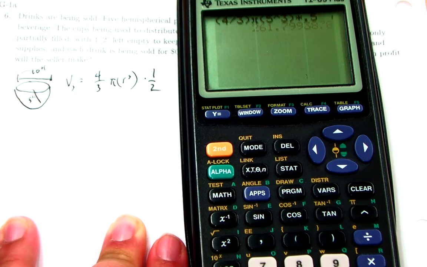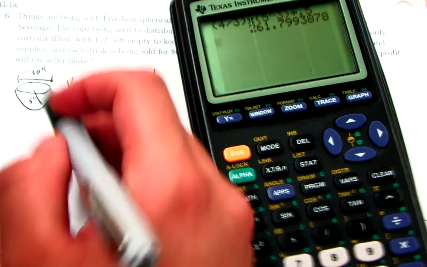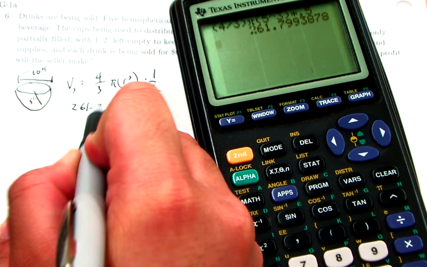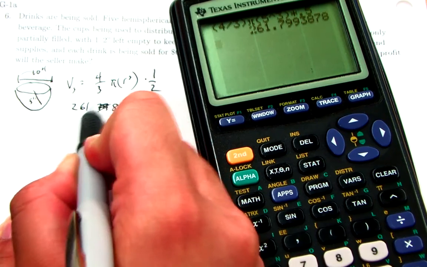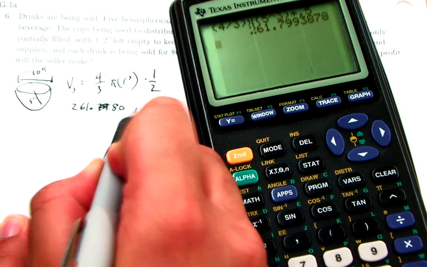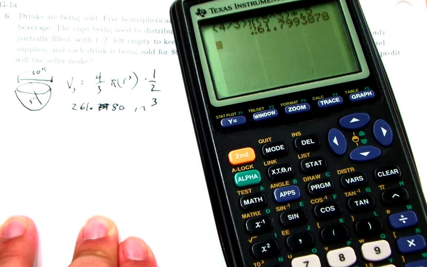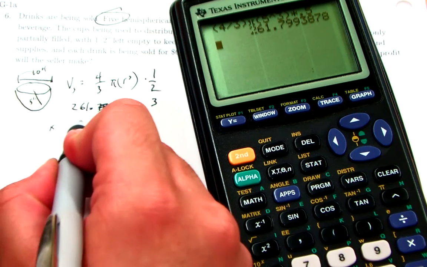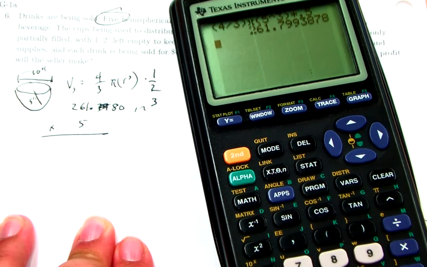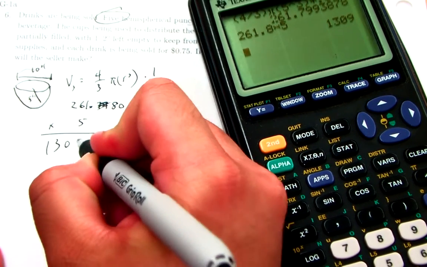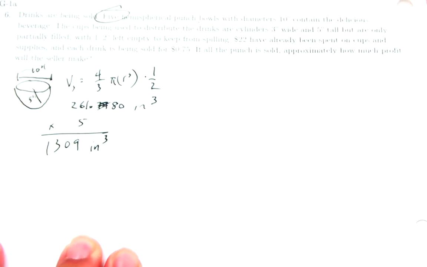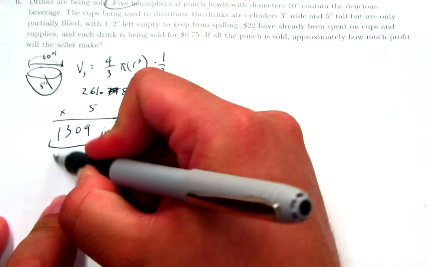That's the entire sphere times a half, 0.5, or divided by 2. And you get the volume of one bowl as 261.79, let's just call it 261.80 cubic inches. Okay, that's my volume of one bowl. I have 5 of these bowls, so multiply it by 5, and I have the amount of juice, or punch, I'm actually dealing with in all 5 bowls. 261.8 times 5 will give me 1309 cubic inches. So that's the volume of drink, you could say.